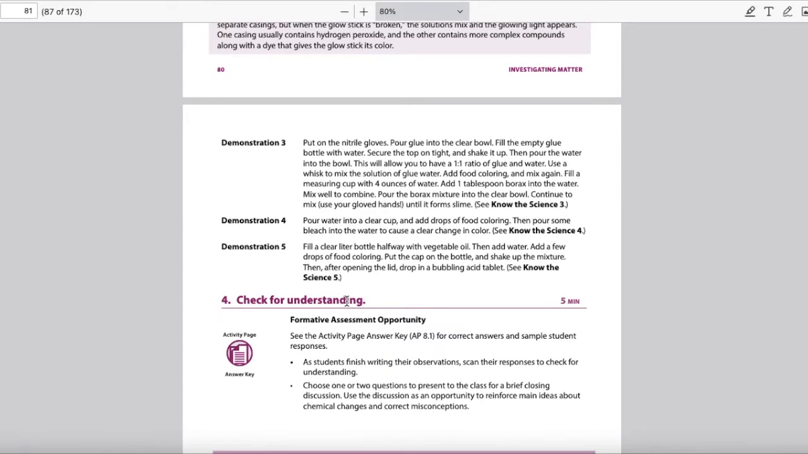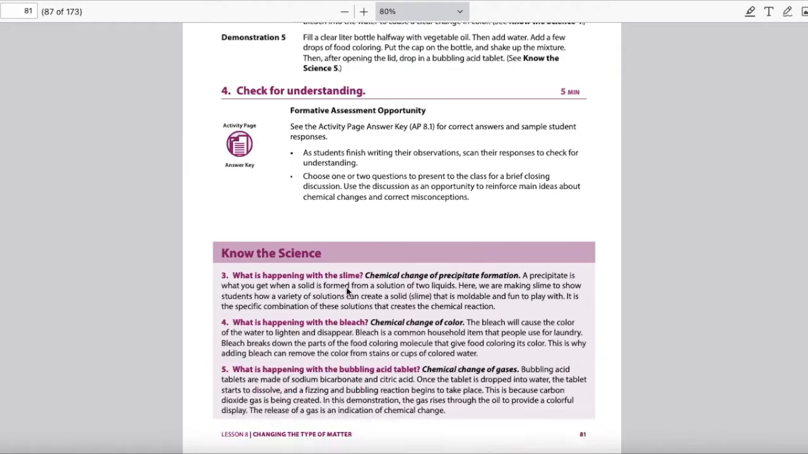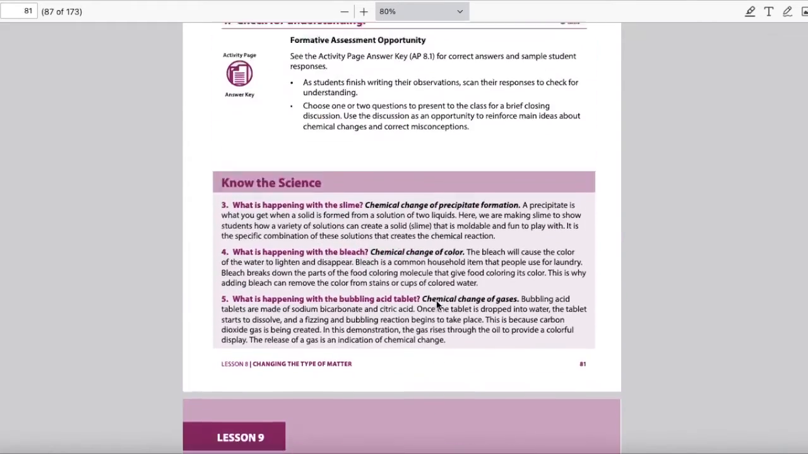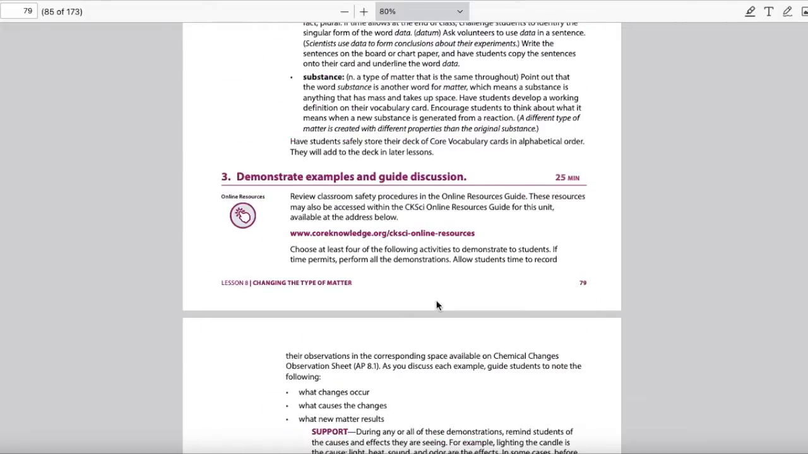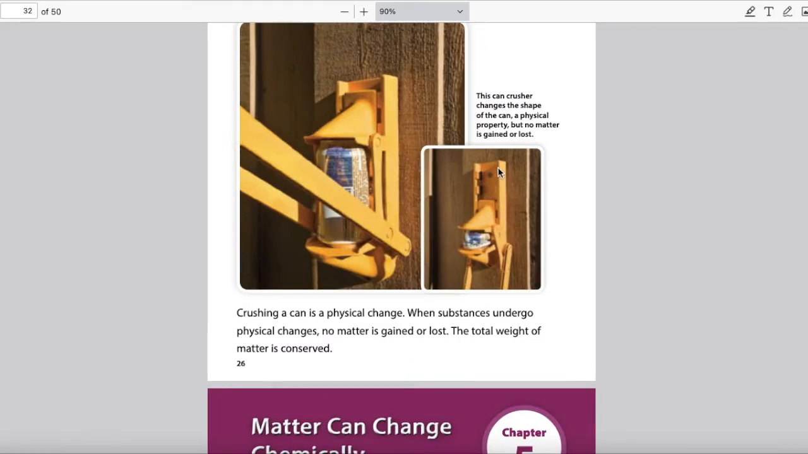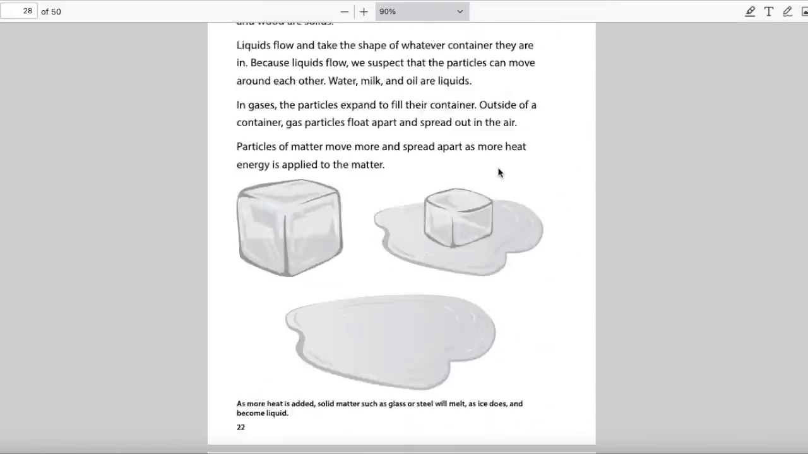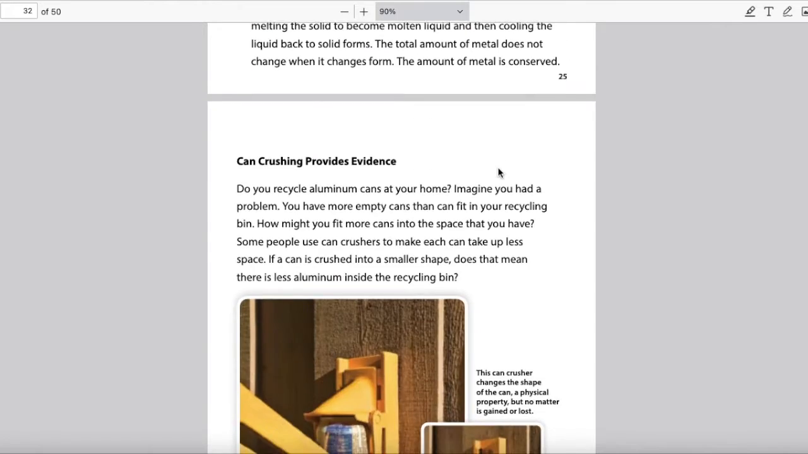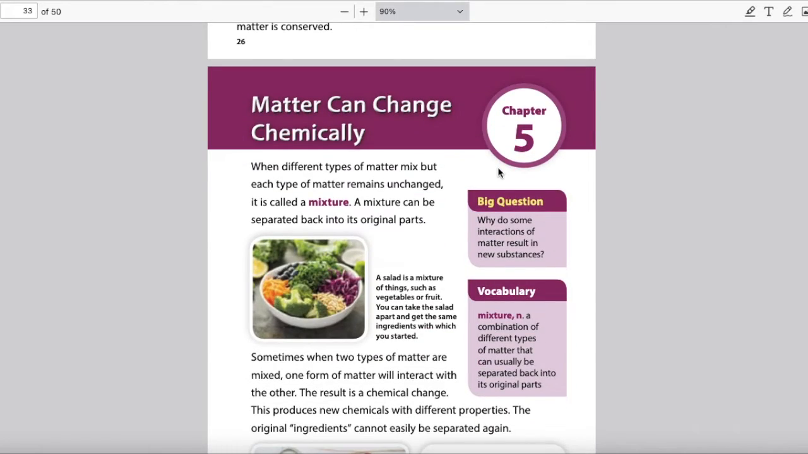So again, really hands-on stuff, really easy materials you have in your house, but you're gaining a lot of knowledge. And again, every single one talks about this. So the Alka-Seltzer tablets were chemical changes of gases, the bleach was chemical changes of color, but that is 2 days for you. So we would do lesson 7, and then we would do lesson 8. And you can see we only read 1 chapter for both those lessons because we're talking about that specific unit. And then we would go into chemical change.